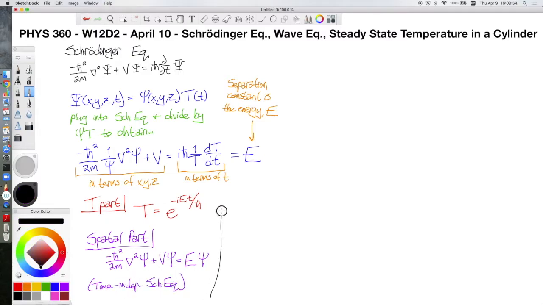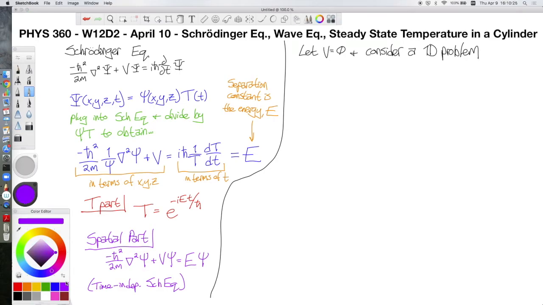For the rest of what we're going to do now, let's assume that V equals 0 everywhere and consider only a one-dimensional problem. That is, whatever particle we're talking about here is confined to move only along one axis, the x-axis. Under these conditions, our spatial part of our equation, or the time-independent Schrodinger equation, becomes the following.